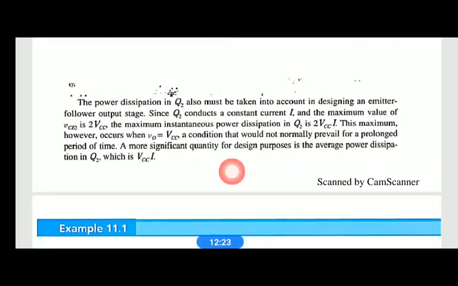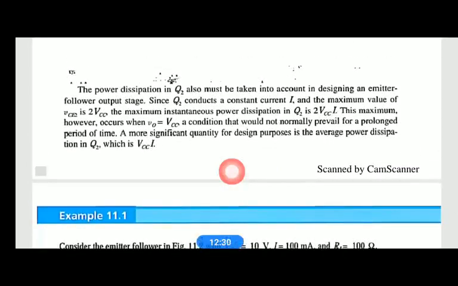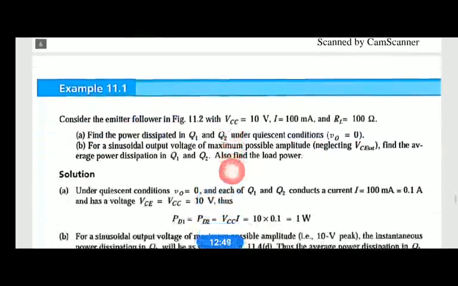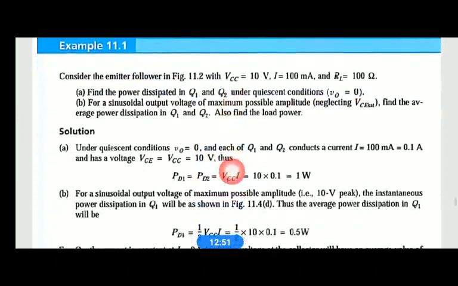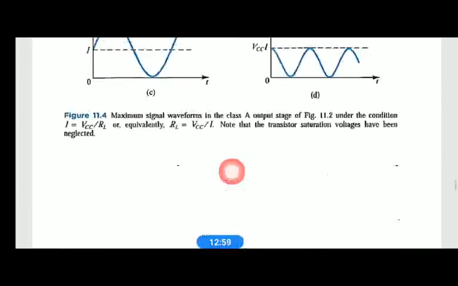Not applying any input voltage means we are applying VCC and minus VCC. VCC we are applying to the transistor Q1, so we take VCC, and minus VCC we are applying to the transistor Q2, so we take that VCC for transistor Q2. So here the input voltage is not considered, because we are verifying it when no signal is applied. That is the power dissipation. Therefore the total power dissipation is the sum of these two.